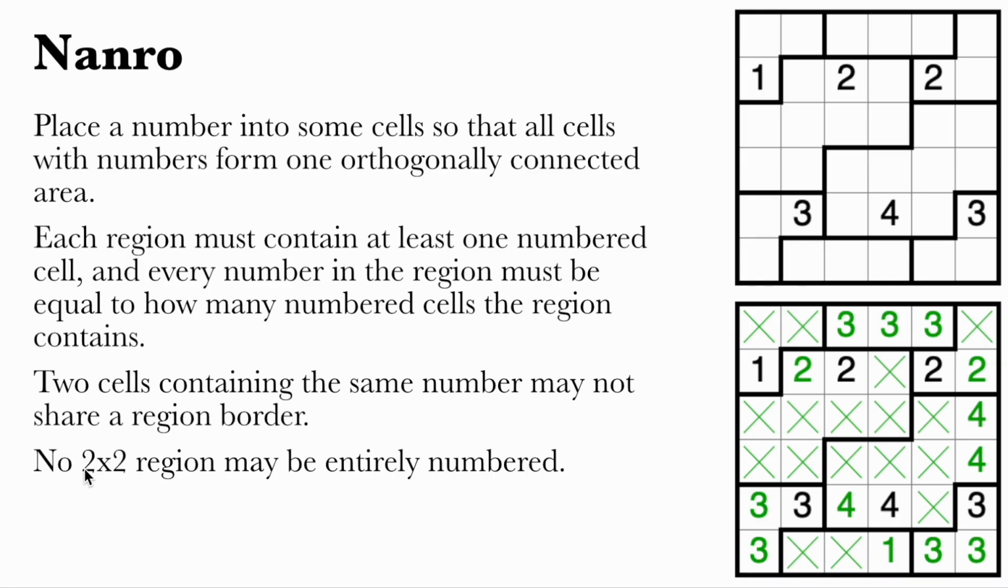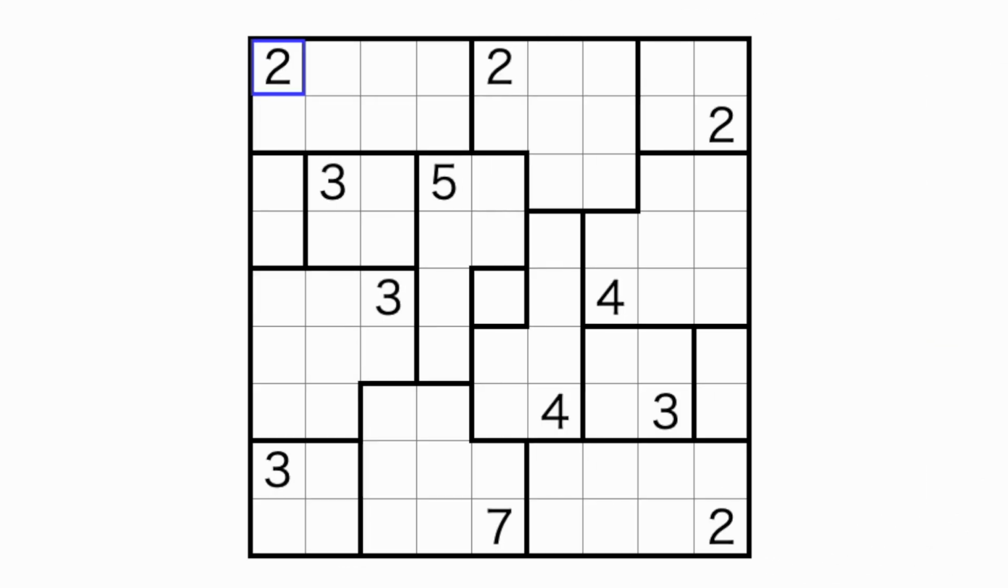And finally, no 2x2 region may be entirely numbered. So here we could also not have a number here because that would form a 2x2 here and a 2x2 here for that matter. Those are the rules of Nanro, so it is time to solve a puzzle. Today's Nanro was set by Shye.